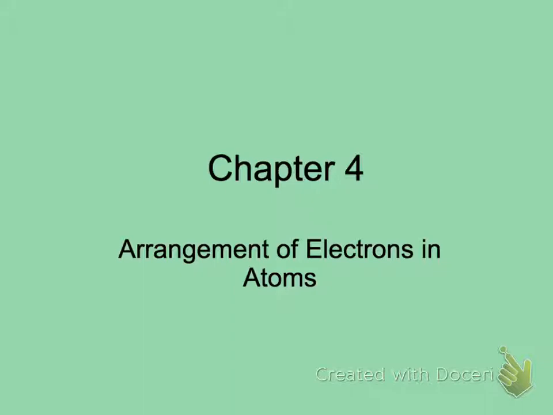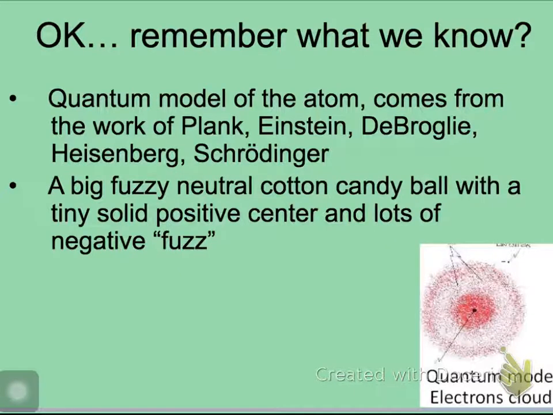Okay, let's get started. If you remember, we've talked about a lot of different models of the atom, from the very simple, spherical, uniform atom proposed by Dalton, up through the early quantum model proposed by Bohr as an improvement on Rutherford's planetary model. But the most modern understanding of the structure of the atom is the quantum model that comes out of the work of Planck and Einstein, de Broglie, Heisenberg, and Schrödinger.